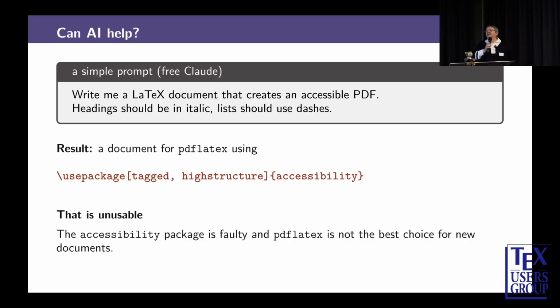AI is everywhere, so I asked a prompt. It's a simple test in free code: write me an accessible PDF, and it suggested the accessibility package in pdfLaTeX, and that doesn't work. The package never worked correctly. Also the author has removed it, so it simply doesn't work. So that was wrong.